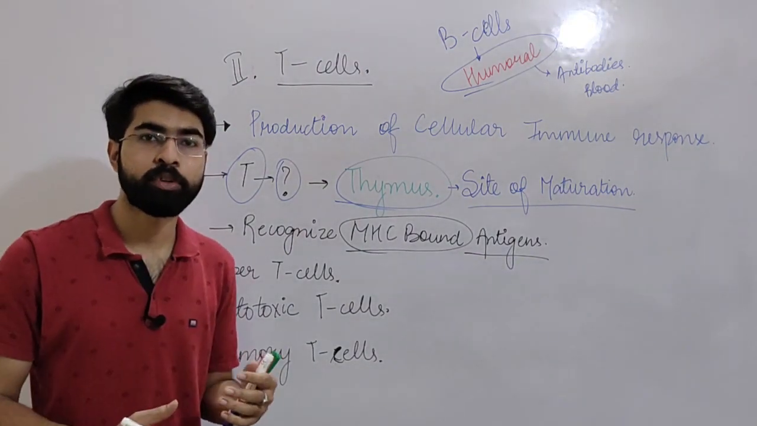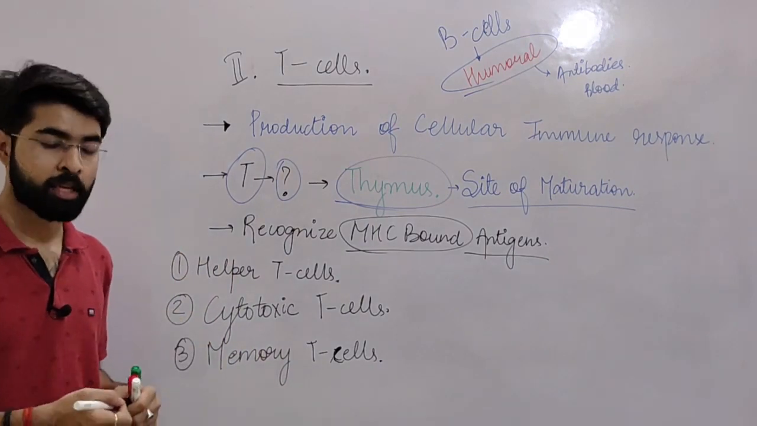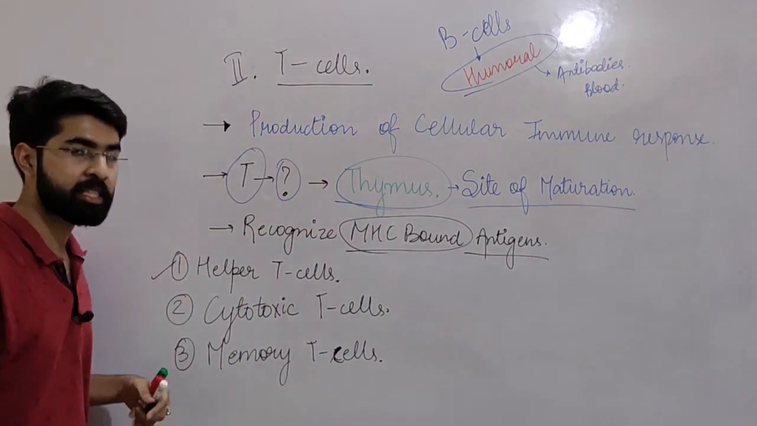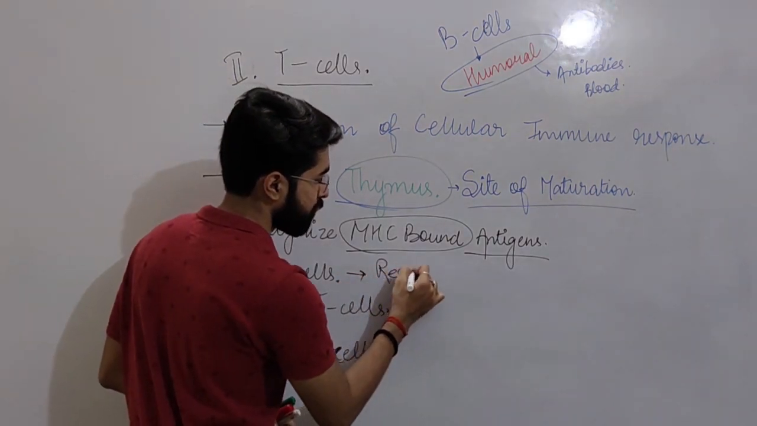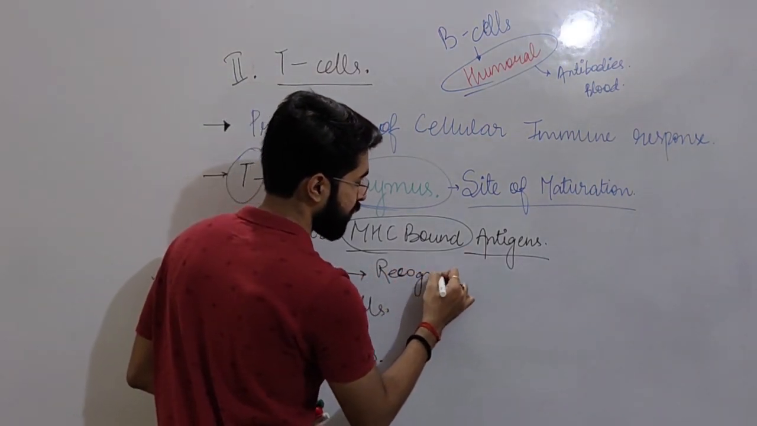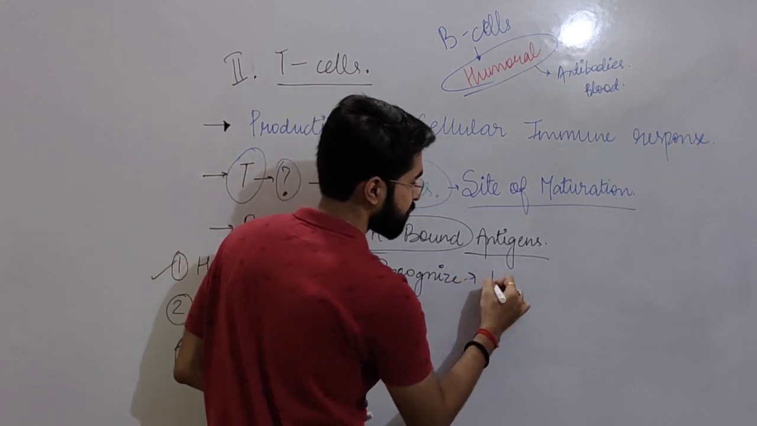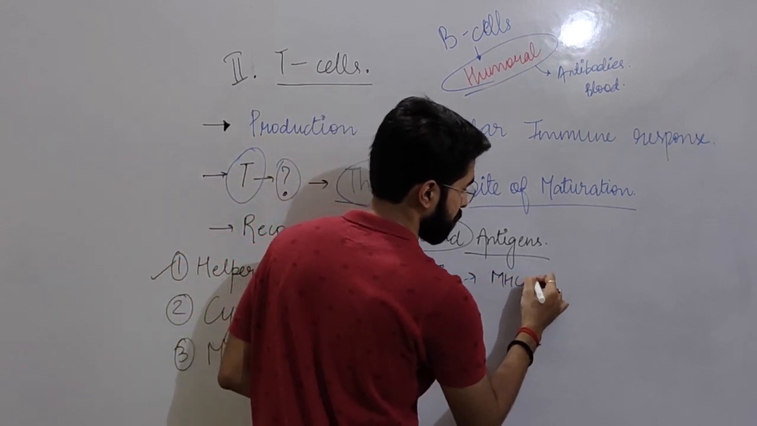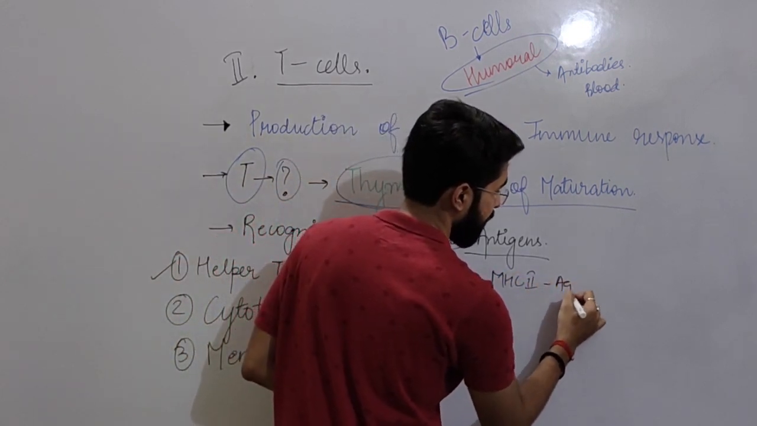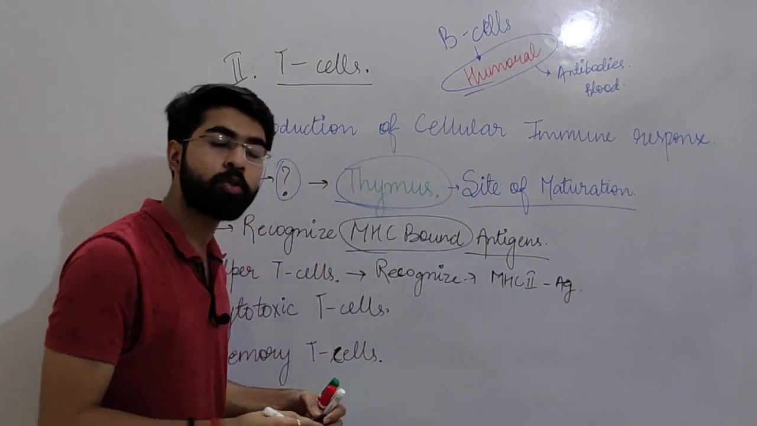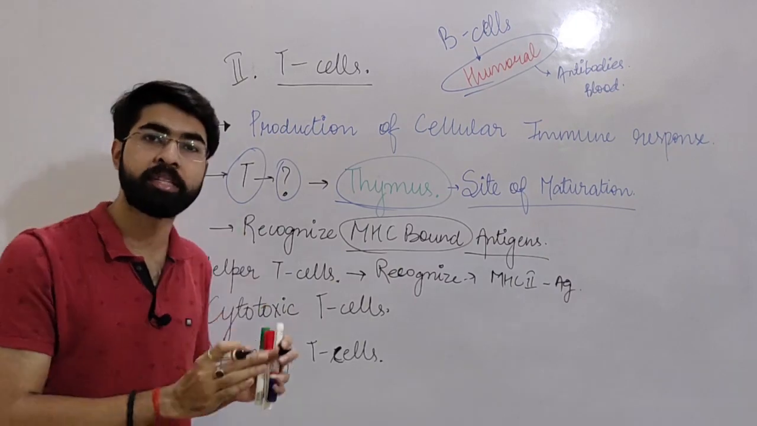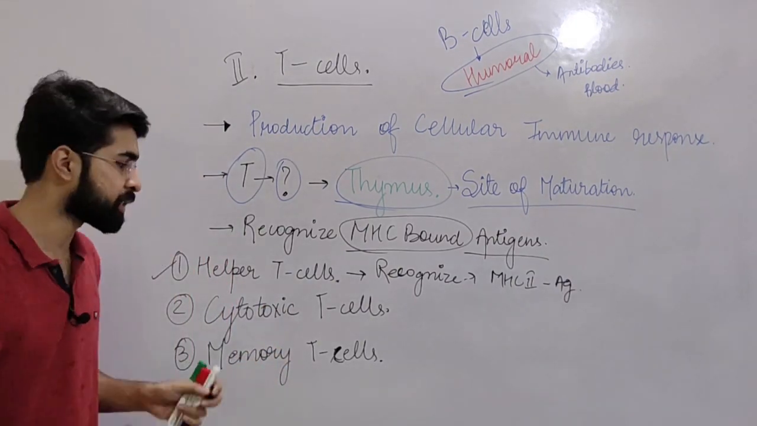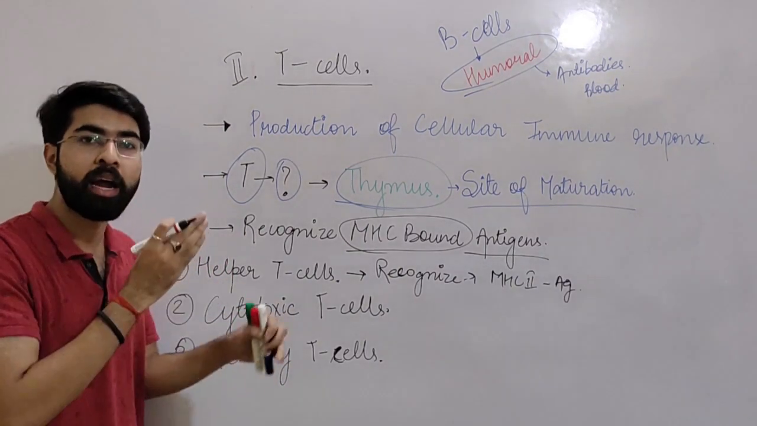So these T lymphocytes are of three different types. The first type are helper T cells. These helper T cells recognize the antigens that are bound to MHC2 complex. We have studied earlier in the case of B cells that they have the MHC2 complex, and on their surface these helper T cells come and recognize.